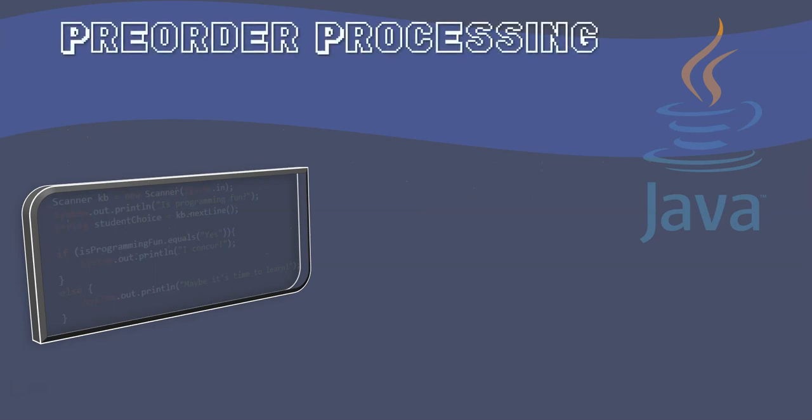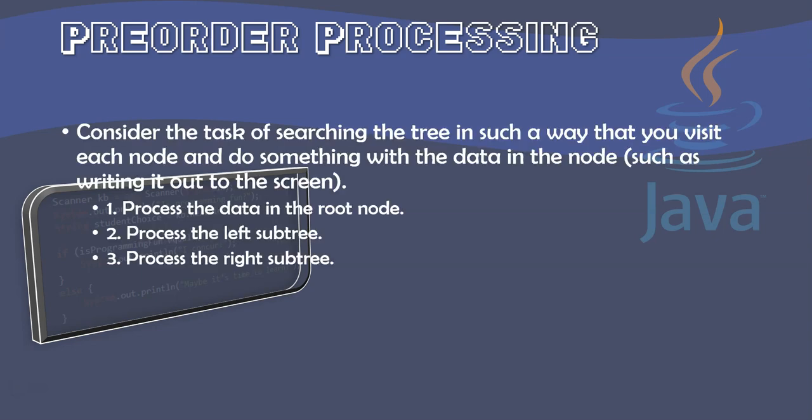Now, additionally, trees use different kinds of processing to handle the data. First is the pre-order processing. So let's consider the task to search the tree in such a way that you visit each node and do something with the data, such as just writing it out to the screen. So it's something very simple. Well, the first thing it's going to do is process the data in the root node, because it's always going to start at the top. It's then going to process the left subtree, and then it's going to process the right subtree.